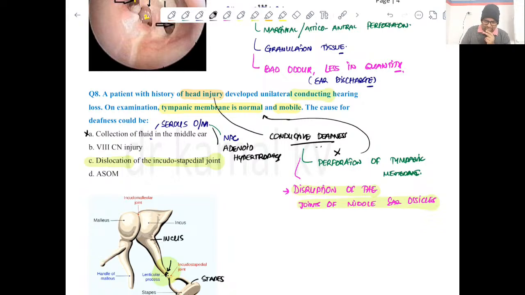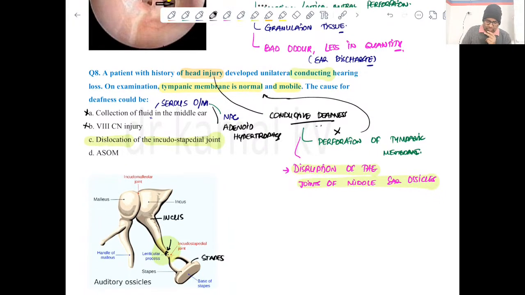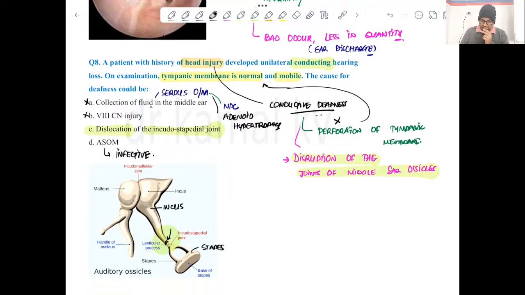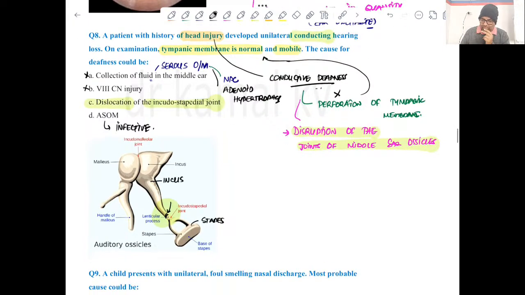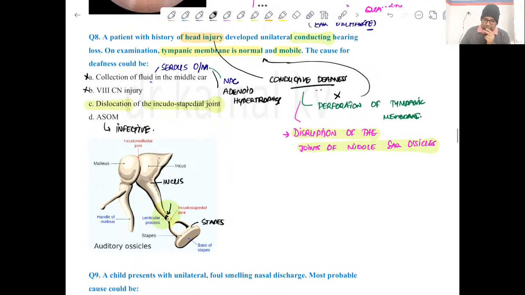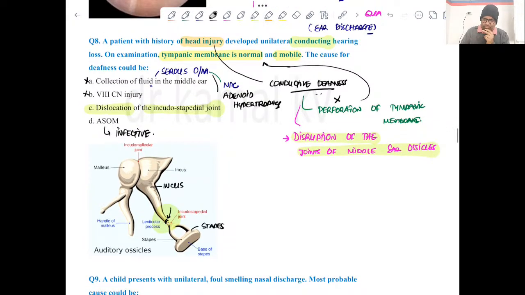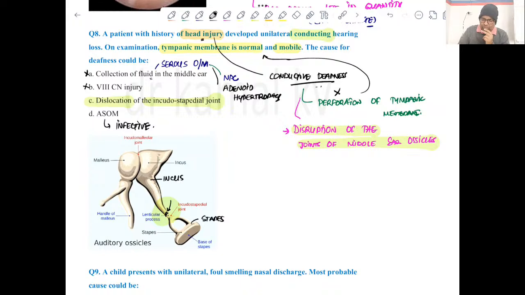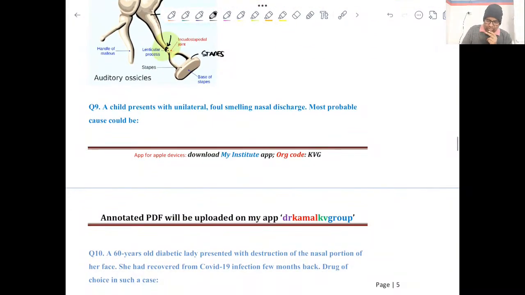Facial nerve palsy cannot result in conductive deafness, we all know that. And acute suppurative otitis media is an infective condition. It has nothing to do with trauma. So the answer is disruption of the incudostapedial joint, and therefore there is no conduction of sound. So it's very easy to reach the answer. With injury, think of two possibilities: either there is perforation of the eardrum or there is some dislocation of the middle ear ossicle joints.